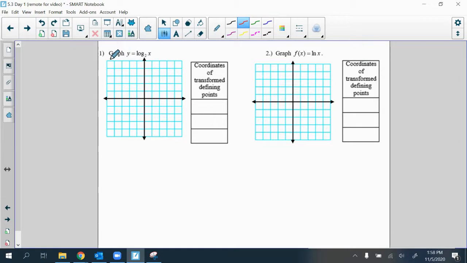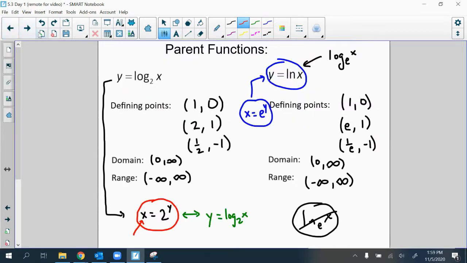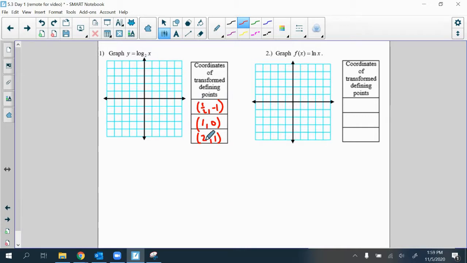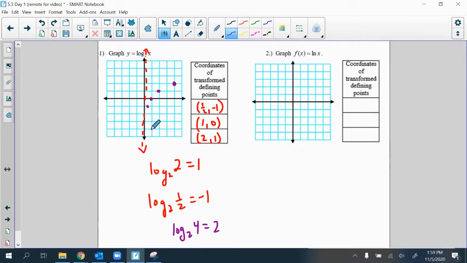Okay, so now let's talk about graphing these functions. The coordinates of the defining points are 1/2, -1; 1, 0; and 2, 1, as we wrote here. Log base 2 of 2 is 1. Log base 2 of 1/2 is -1. These are things that we've learned so far. So I can plot these points, 1, 0 and 2, 1. If I wanted to plot 4, 2, I also could, because log base 2 of 4 is 2. And then I have 1/2, -1. My asymptote is going to be at 0. And then I could graph my log function. Log functions approach the asymptote vertically, and then they grow really slowly after that.